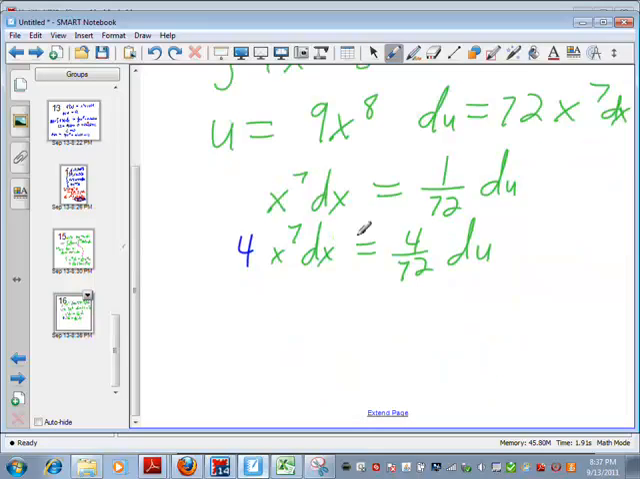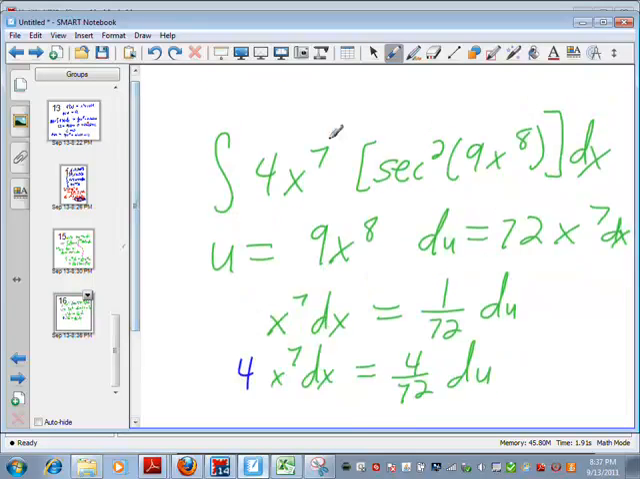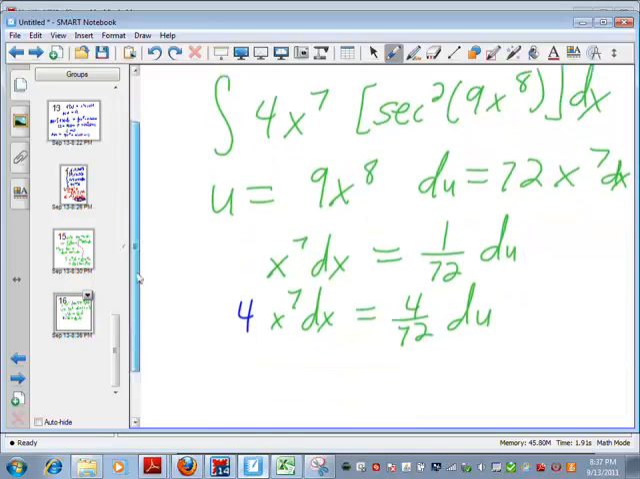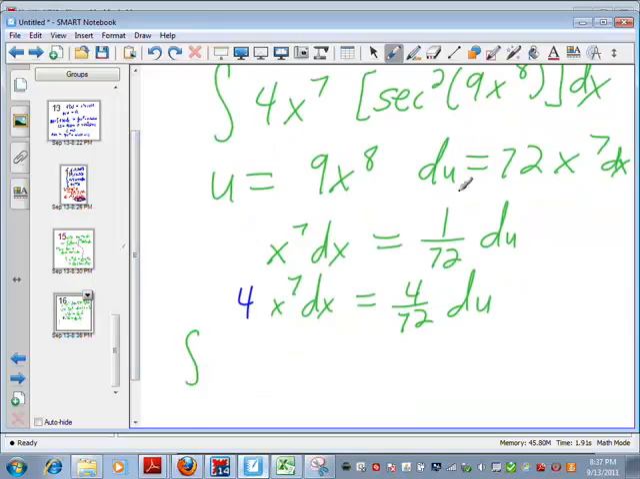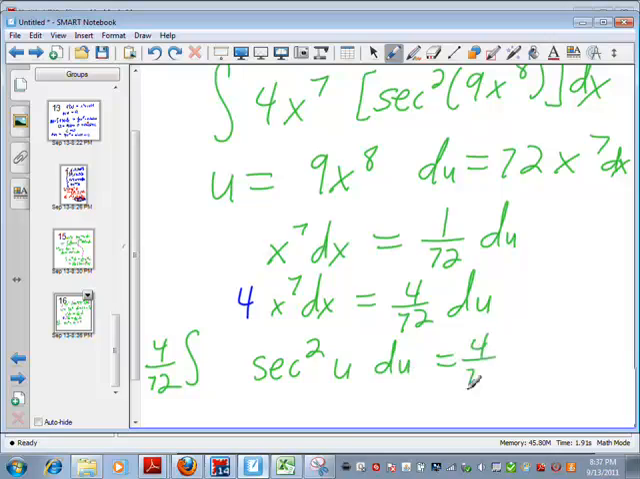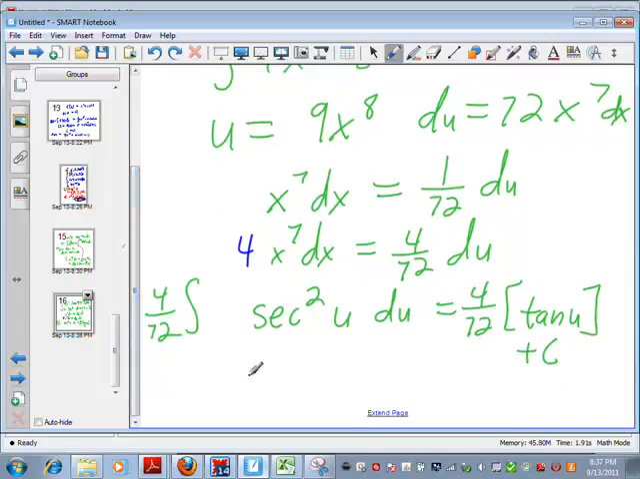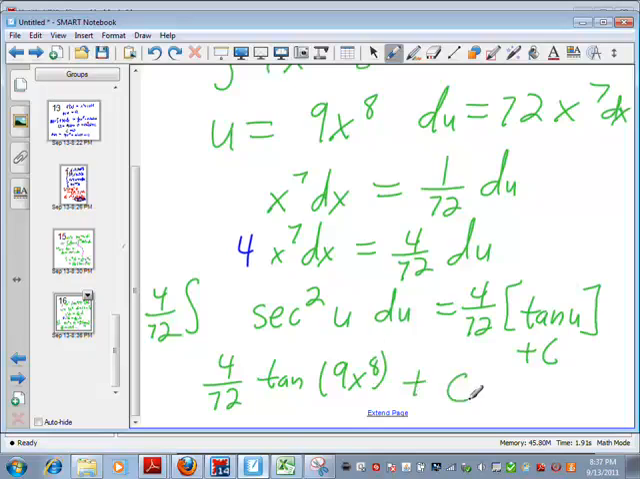And now we're ready to substitute, because now we have everything here that is in the integrand. So this becomes the antiderivative of secant squared u, and then 4x to the 7th dx is 4 over 72 du. And that is the tangent. So 4 over 72 times tangent u plus a constant. And then again, we'll remark that u was 9x to the 8th: 4 over 72, the tangent of 9x to the 8th plus a constant.